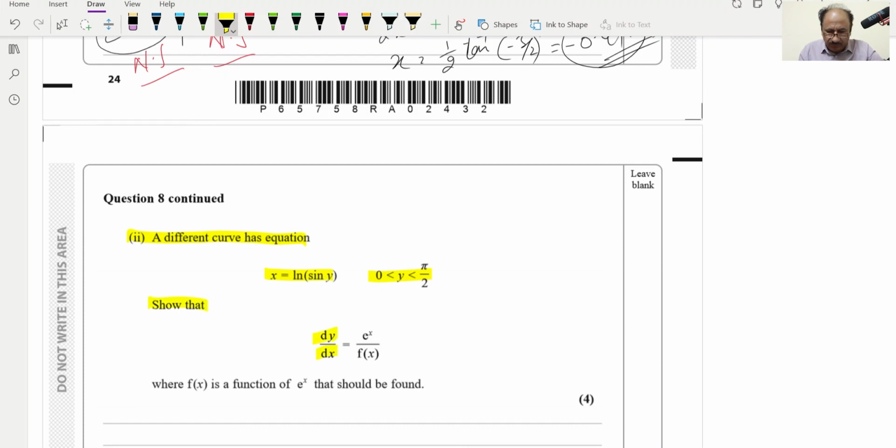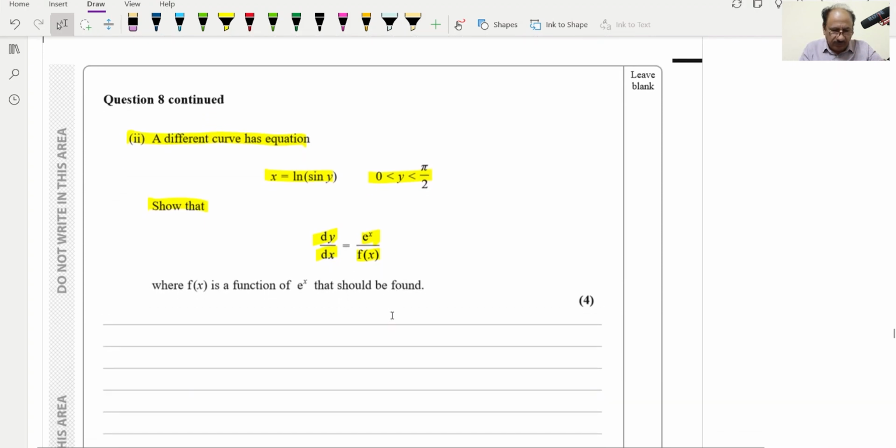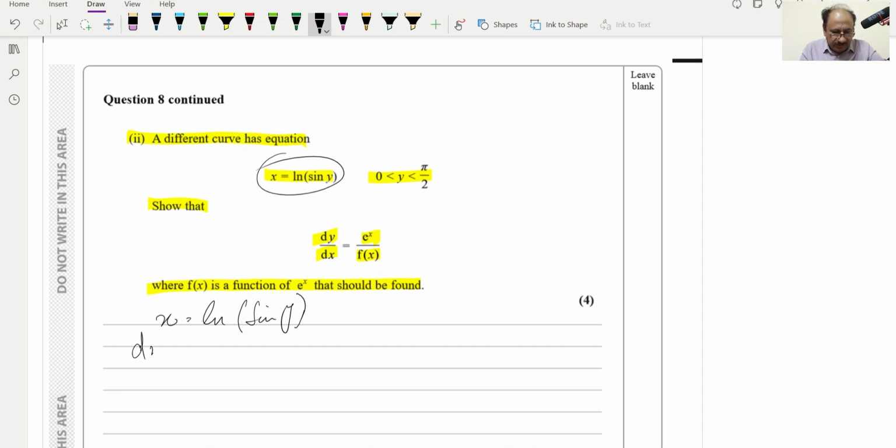So show that dy by dx is equal to this one. We have to take the derivative of it, where f of x is a function of e raised to x. That should be found. So we can write this equation, x is equal to log of sine y, and we can take the derivative of this one. So basically dx by dy we can solve this. The derivative of log x is 1 over x, so it will be 1 over sine y into the derivative of sine y, which is cos y, and this will be the derivative.